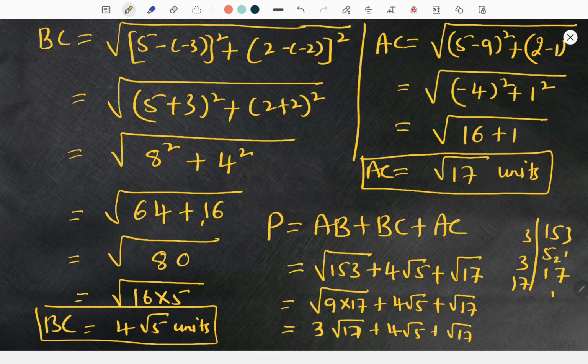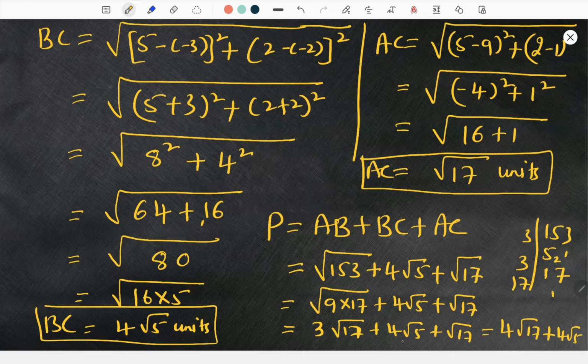Now look at this, 3 root 17 plus 1 root 17. If nothing is there, it means 1 will be there. So what will be the final answer? 3 root 17 plus 1 root 17 becomes 4 root 17, plus 4 root 5. Are you understanding all this? This is very important, to keep the answer in the final format.